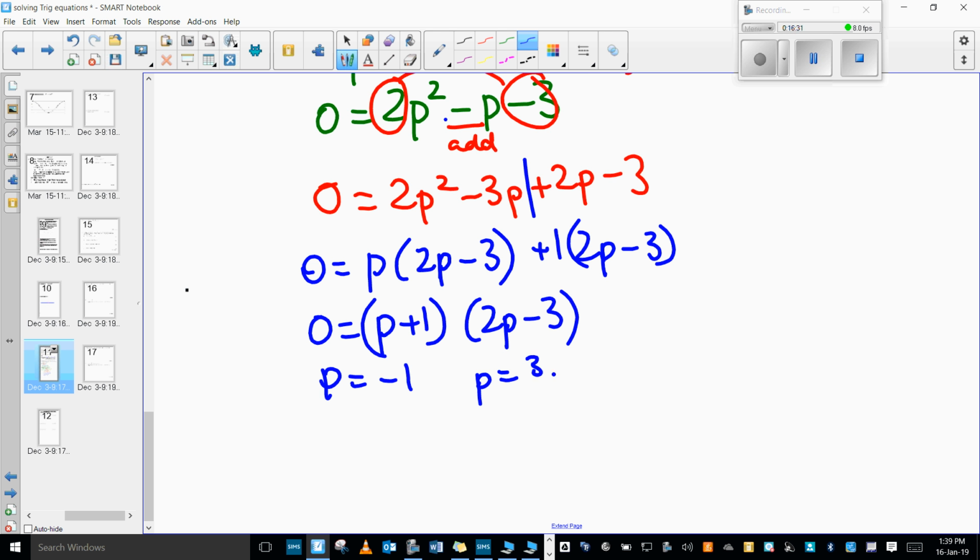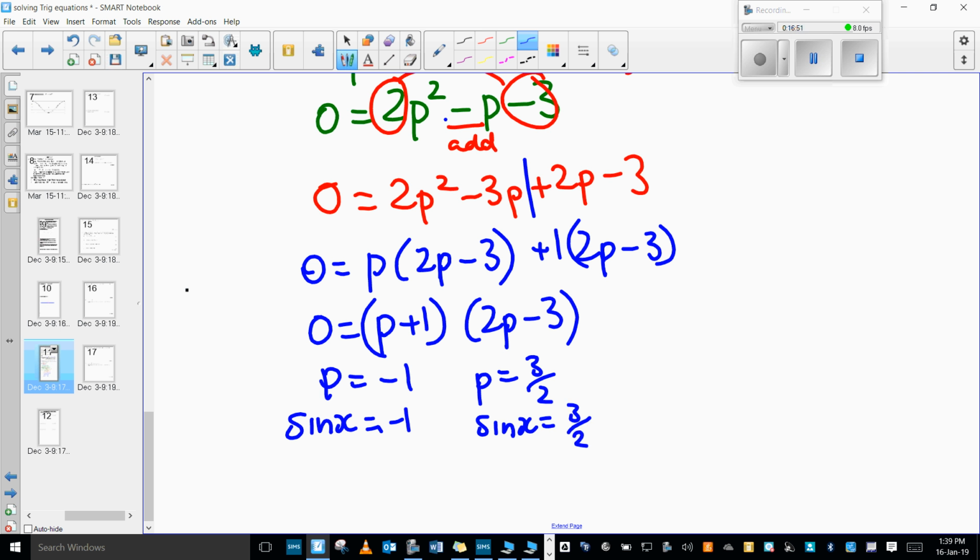Okay. Now, at this point, we need to remember that we weren't solving for p. What were we solving? Sine x. So we're going to put that back in. So we're saying that sine x is equal to negative 1, and sine x is equal to 3 over 2.